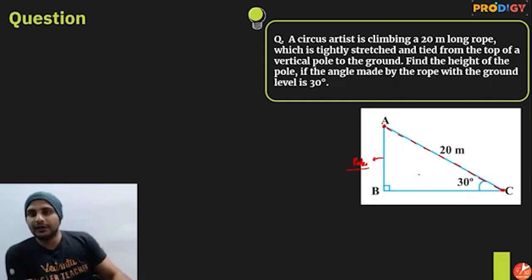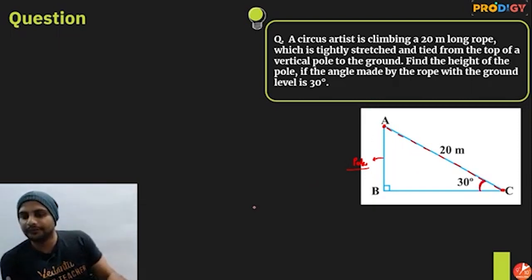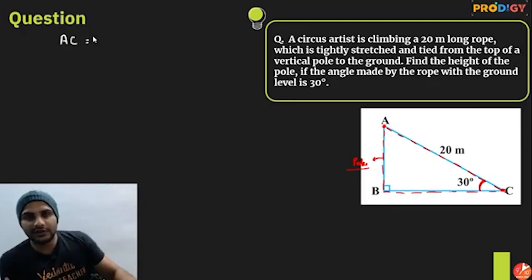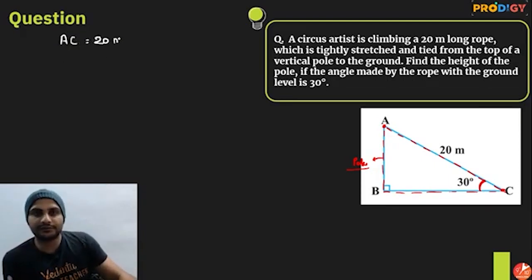If the angle made by the rope with the ground is 30 degrees, this angle is given as 30 degrees. Now you can clearly see, guys, that triangle ABC is a right angle triangle. It is given clearly that AC is equal to 20 meters. We need to find out AB, and angle ACB is given as 30 degrees, which is my theta.